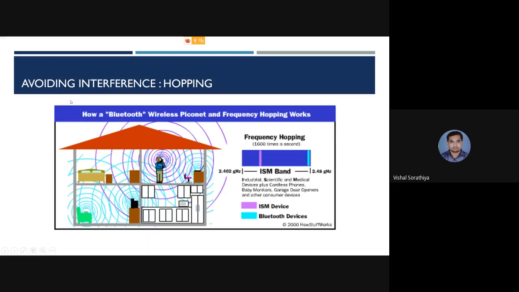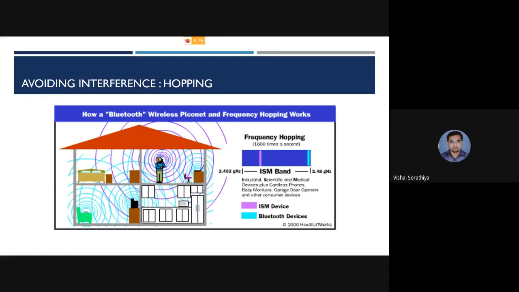Now, what else do we have? Bluetooth works on frequency hopping, frequency hopping spread spectrum. How does frequency hopping work? We use frequency hopping to avoid interference between two particular devices, and to prevent an external person from accessing your data. So how do Bluetooth, wireless, Piconet, and frequency hopping work? Frequency hopping happens 600 times in a second.